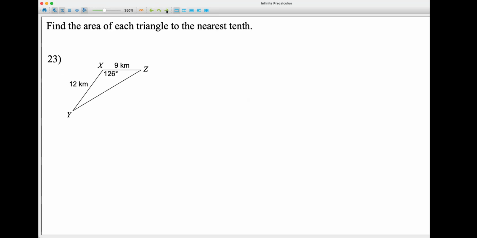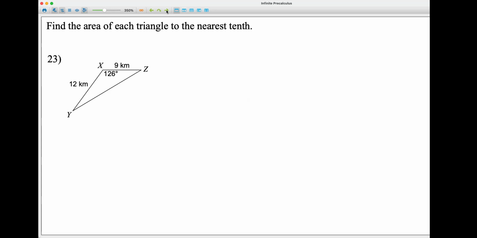Remember, we have two formulas for area of a triangle. One is for the case of SAS, and the other one is the case of SSS. So SAS, the formula is K for area is equal to 1/2 AB sine C. And then SSS, K is equal to the square root of S times S minus A times S minus B times S minus C, where S is defined as 1/2 of A plus B plus C.